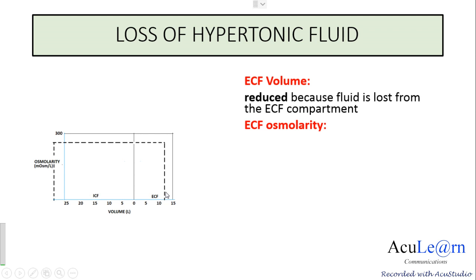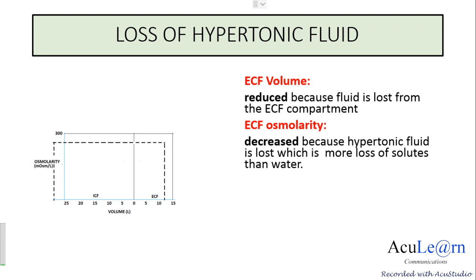Now, what happens to the ECF osmolarity when you lose hypertonic fluid is it will be decreased, because when you lose hypertonic fluid, you lose more solutes than water. So more solutes are lost, you have fewer solutes in the ECF compartment, and this will decrease the ECF osmolarity. If you see the dashed line is below the solid line and cuts the y-axis, that denotes the ECF osmolarity is decreased. Now, because the ECF osmolarity is decreased, it is less than the ICF osmolarity.